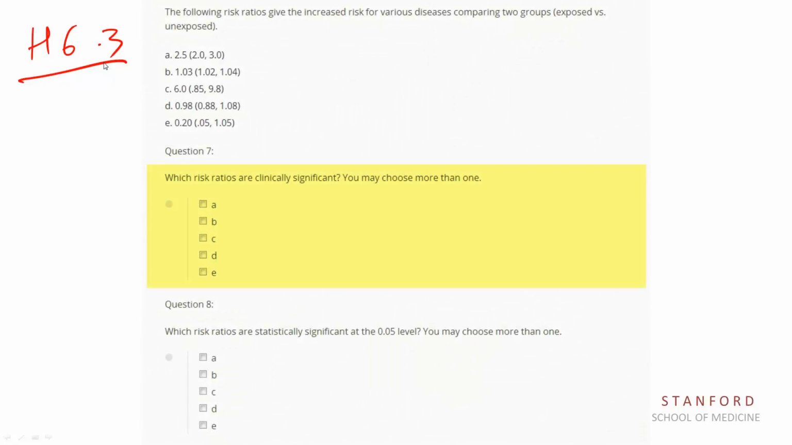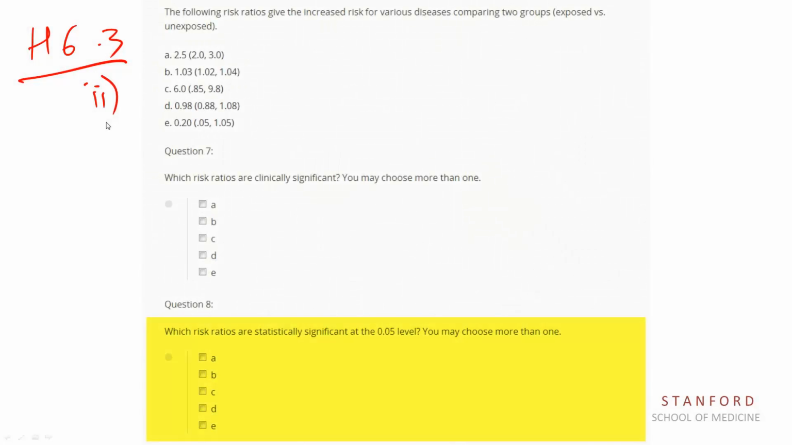This question gives us the increased risk for various diseases comparing two groups, exposed versus unexposed. We can see that the risk ratios in case B and D are very close to 1, which tells us that these are not really very clinically significant, and thus the answer to this question is A, C, and E, where we actually do see a significant departure from 1.